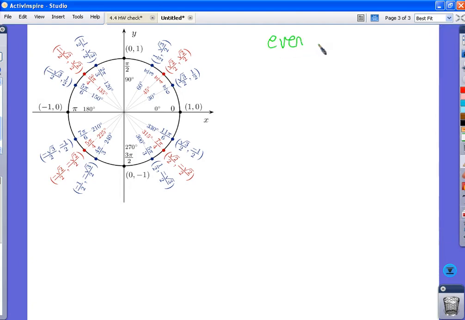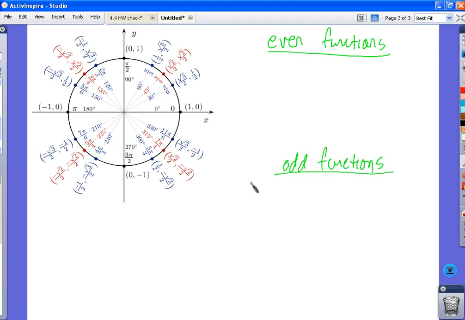Talk about even functions and odd functions. An even function works like this. The y value at some x, or f of x, is equal to f of negative x.